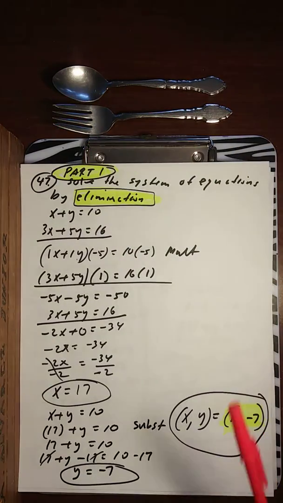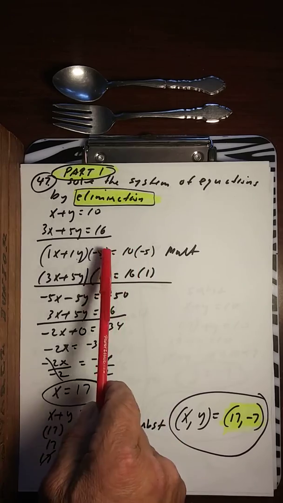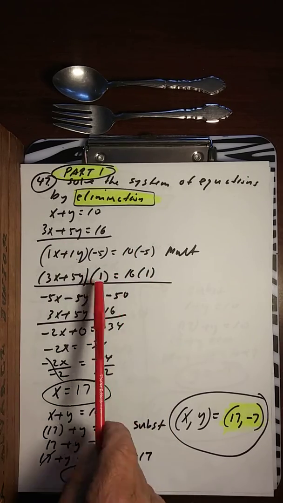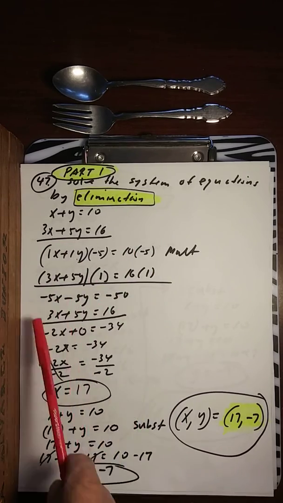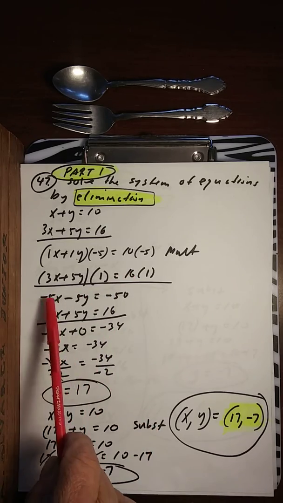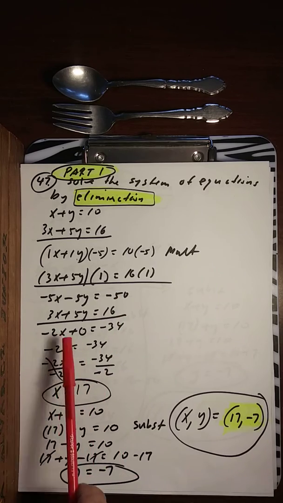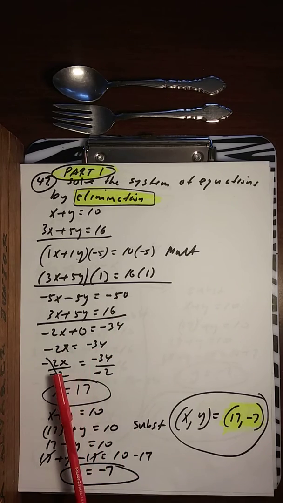All right, part 1, solve the system by elimination. So I'm going to multiply everything by what? -5, that one. Everything here by 1. It's going to become these right here. That's the new one. So now we add them straight down. This is going to be -2x, this is going to be 0, and the right side is still the same. -2x equals this. Divide by -2.